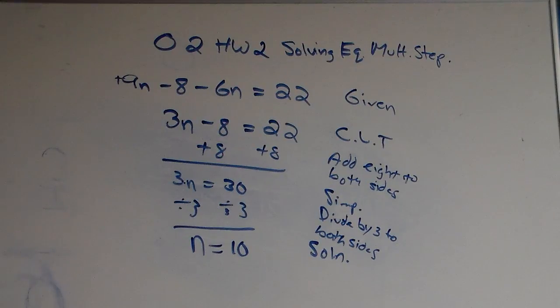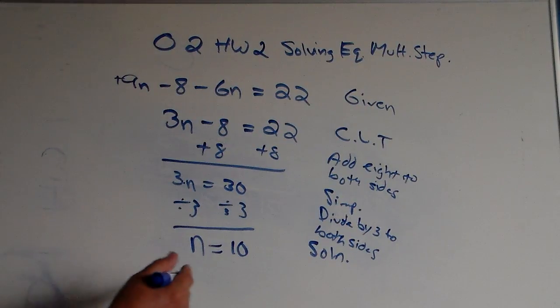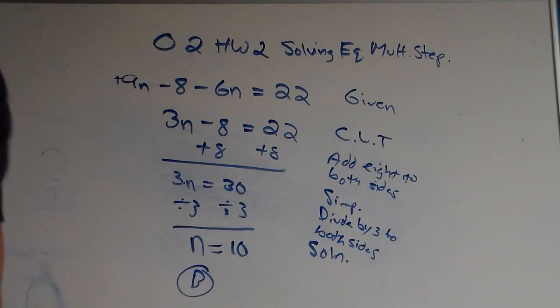So the answer number 5 is B, which is 10. That's number 5. Next up, we'll do number 8.